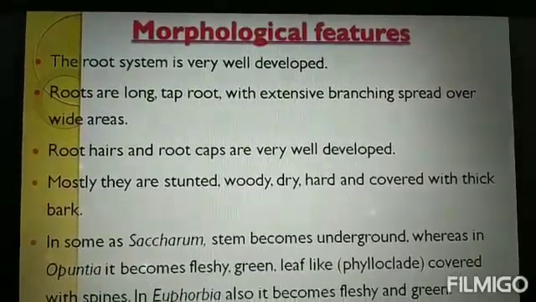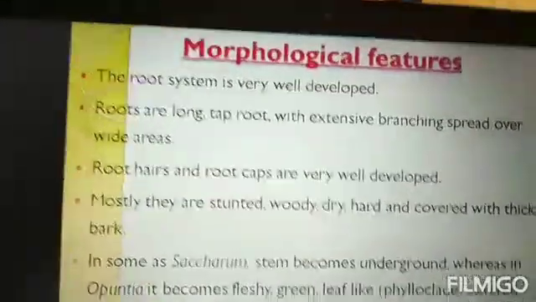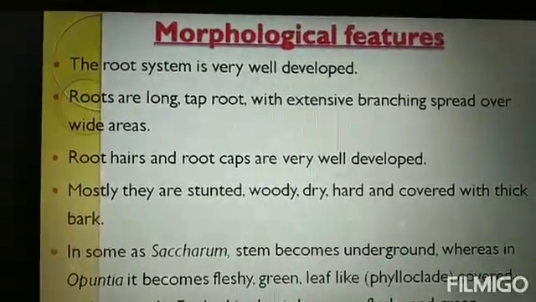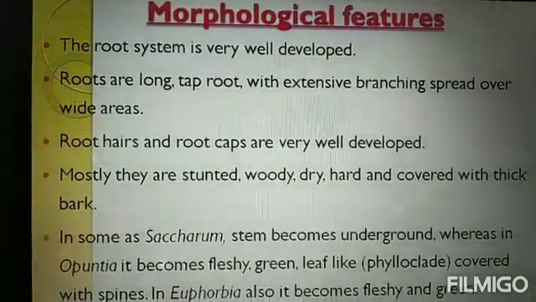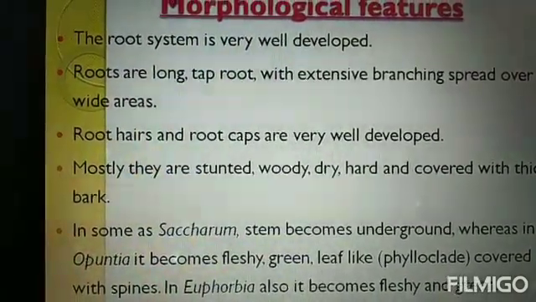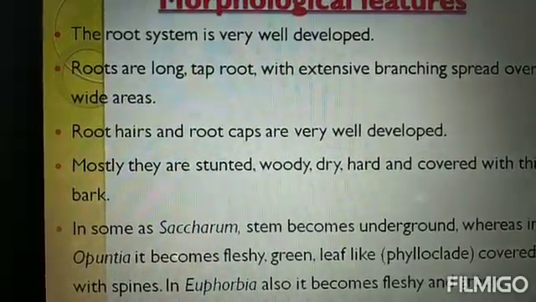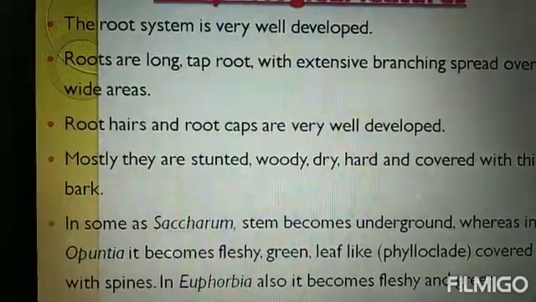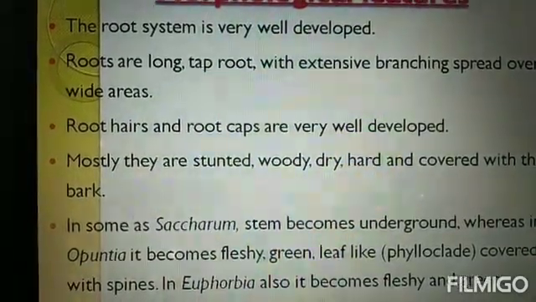So these categories of xerophytes are based on how they overcome drought or the physiological scarcity of water. What are the morphological adaptations? We can look at the roots first. The root system is very well developed because they are growing in a physically dry condition, which means water availability is very low. That's why the roots are well developed, and they consist of root hairs and root caps.